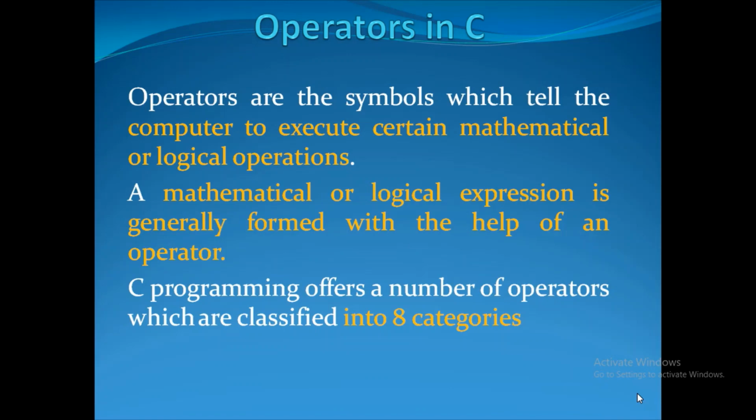Operators are the symbols which tell the computer to execute certain mathematical or logical operations. Mathematical operators, we all know: plus, minus, slash, star, modulo operation. Logical operators are logical and, logical or, logical not. All those things are considered logical operators. With the help of these operators, we will create expressions. That is the meaning of the second statement: a mathematical or logical expression is generally formed with the help of an operator. C programming offers a number of operators which are classified into 8 categories.